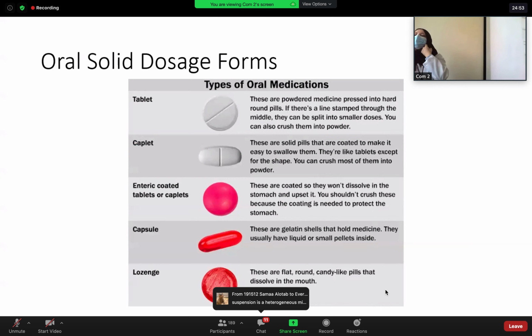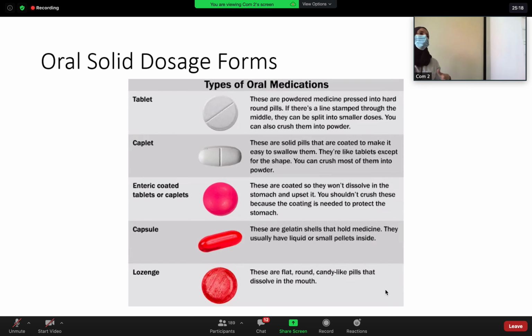So let's have just more details about the different types of oral formulations. The tablets, the one we see here at the top, is basically a powdered medication that has been compressed into a special form and shape and size. Do you see this line here? Anybody has an idea what we call that?